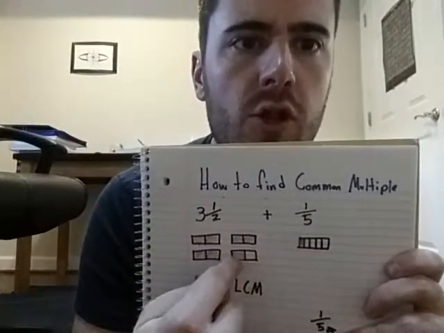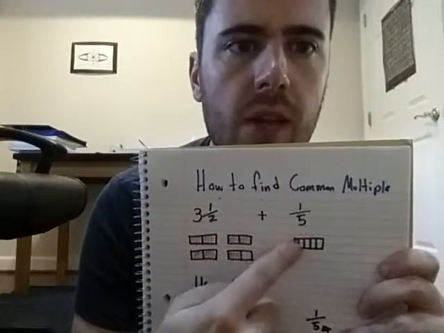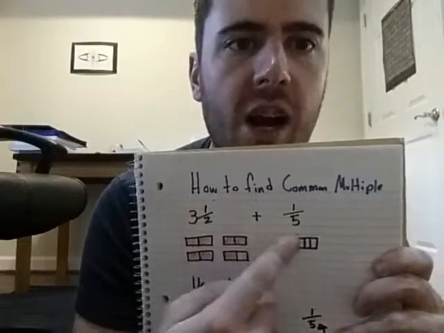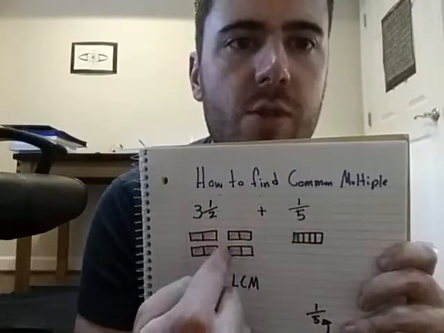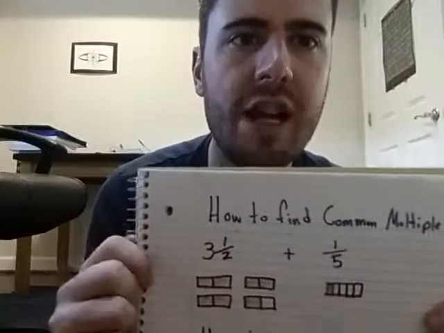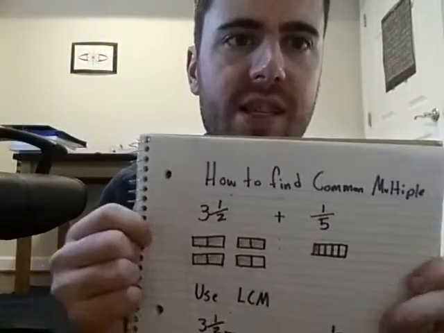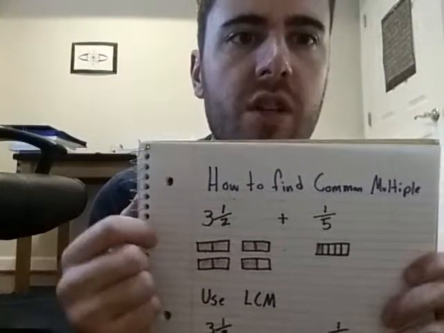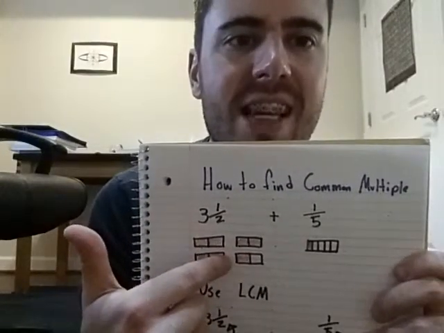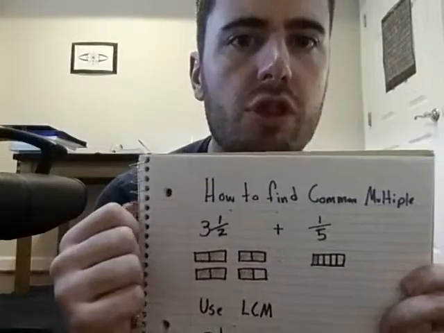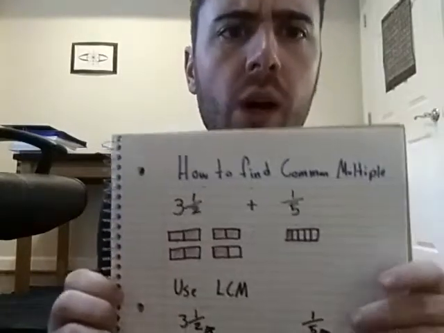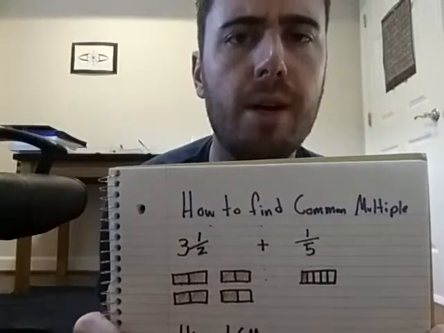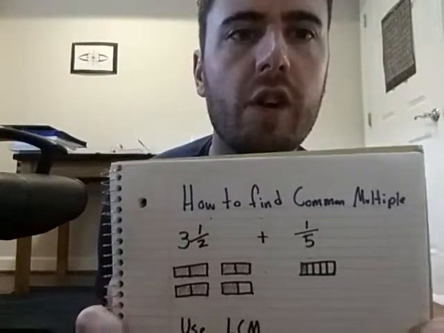Could we turn these big pieces and these small pieces into a piece that they both share, that we can easily turn this into and this into? Well, yes, there's a strategy called LCM, or least common multiple. We can use our knowledge of multiples to find a piece size that this and this both share. I know I've talked about how to find LCM before, but this is just to help you out in case you want a refresher course.